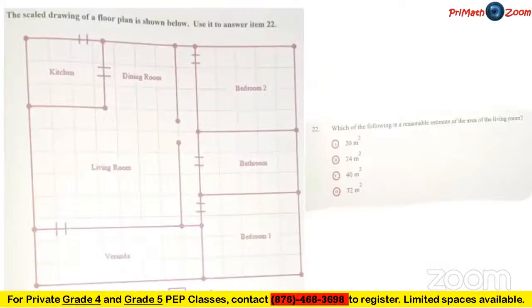All right, so the scaled drawing of a floor plan is shown below. We're going to use it to answer this item 22. Now, the question at 22 reads, which of the following is a reasonable estimate of the area of the living room?